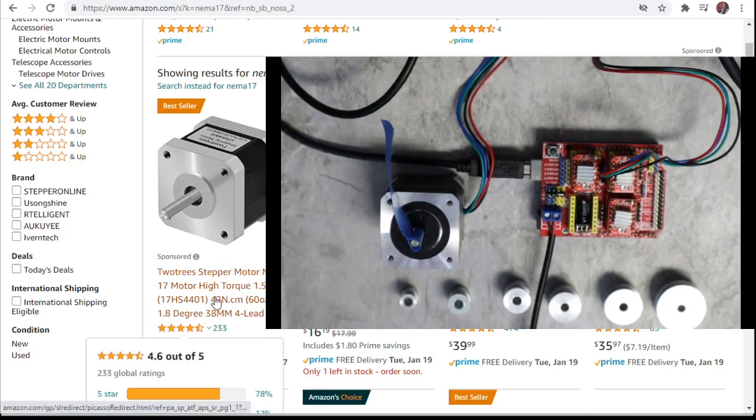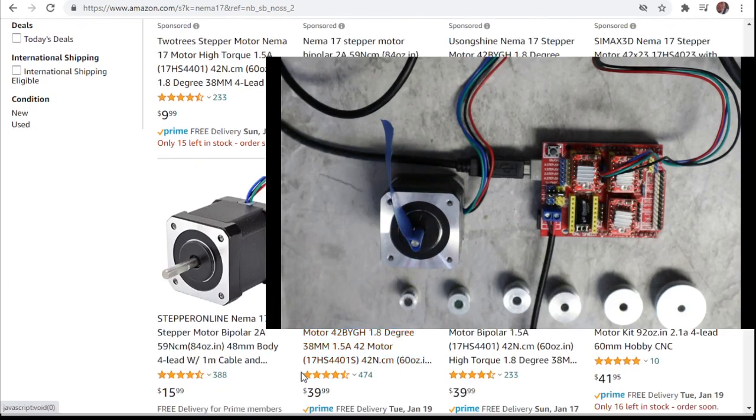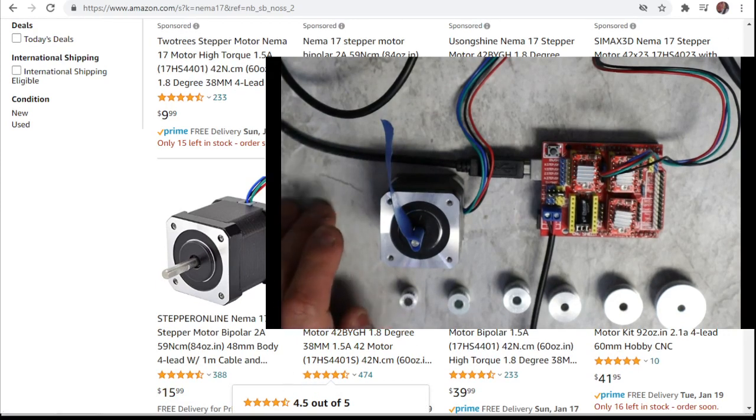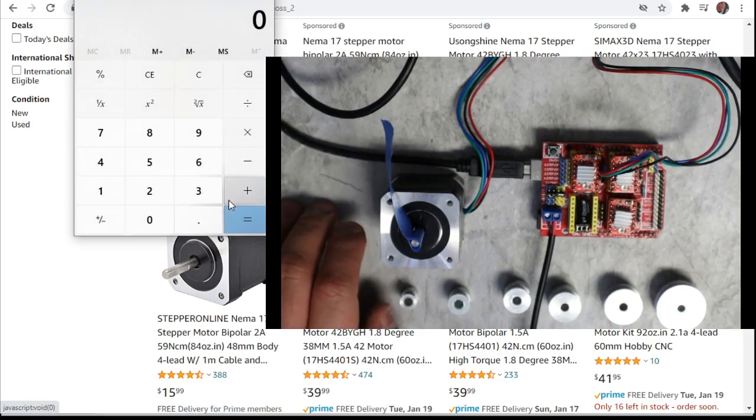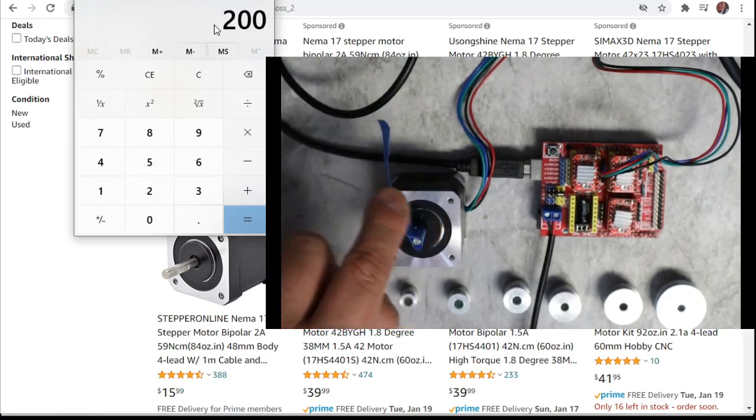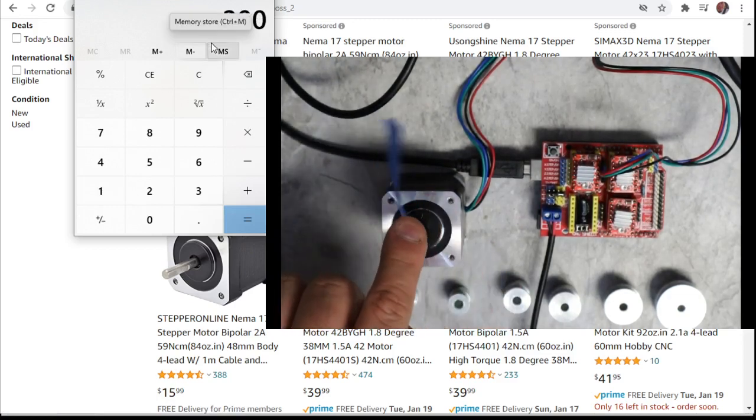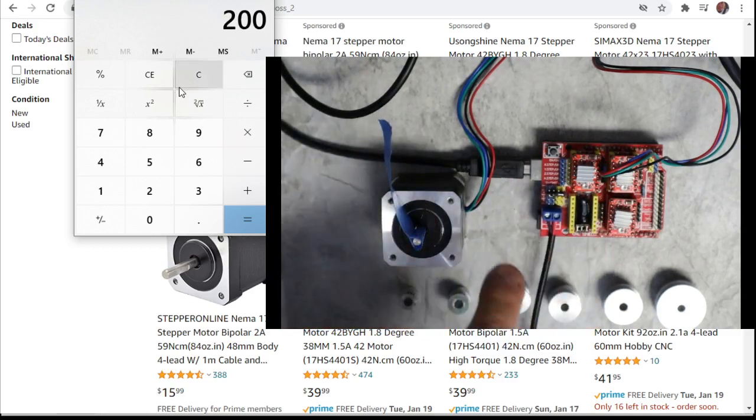So this is 1.8 degrees. Most of them are 1.8 degrees. You can occasionally find special ones at 0.9 degrees, a little higher resolution. So here we go with the calculator. What is 360 divided by 1.8? 200. So if I want this motor here to do a full rotation, I need to give the stepper driver 200 pulses to make this thing rotate completely once, okay?